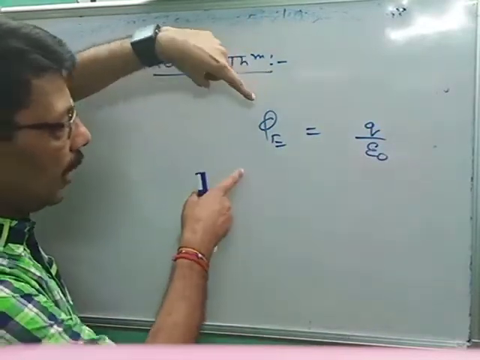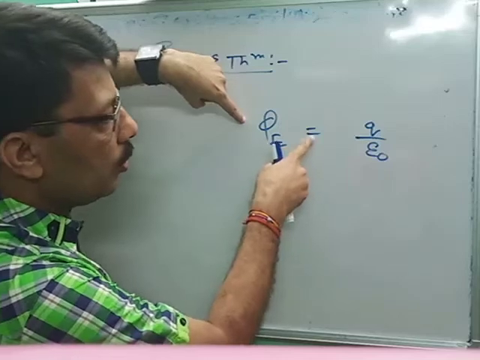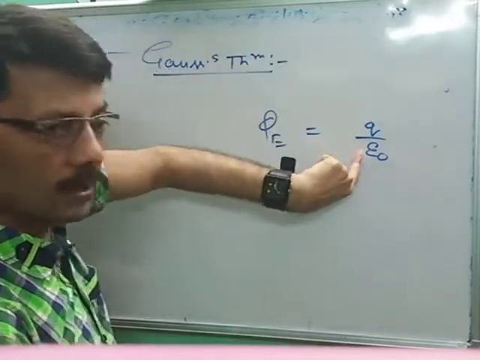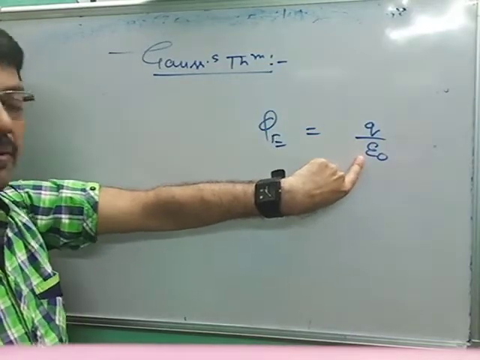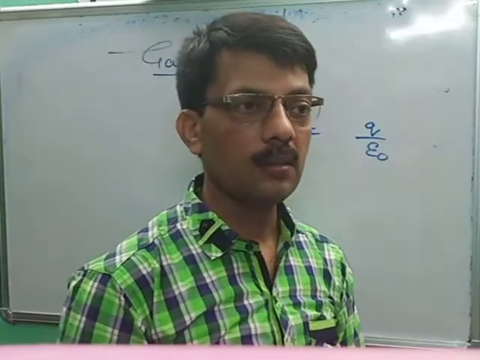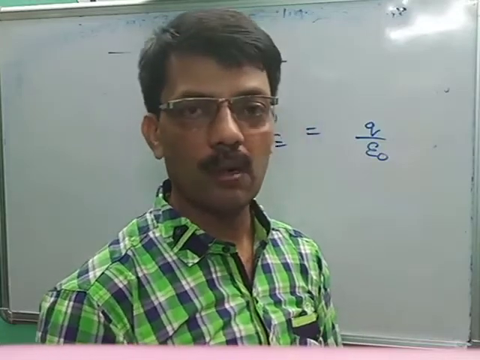We can define the Gauss theorem as phi E equal to q upon epsilon naught. Phi E equal to q upon epsilon naught. This is the mathematics of Gauss theorem.